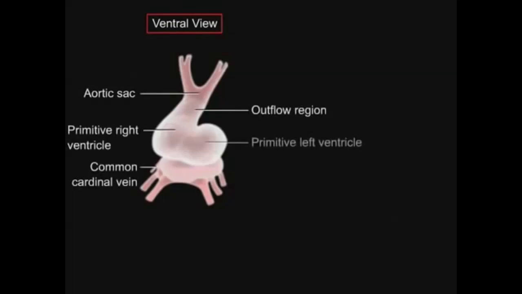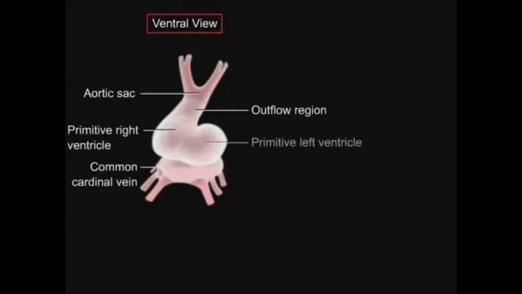Most posterior part is the common cardiac vein, and then more anteriorly, from the backside, there is the atrium, common atrium, and we can say common ventricle, but from the first stages of looping, this single ventricle is divided into these two parts, primitive left ventricle and primitive right ventricle.